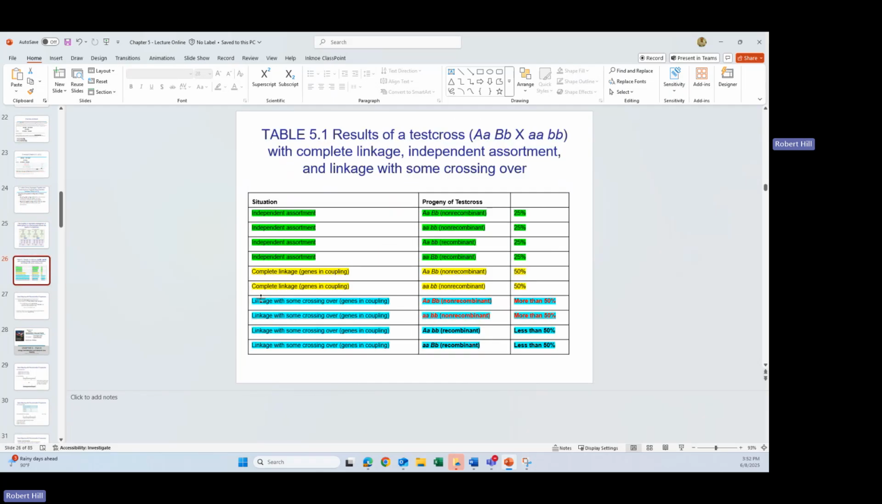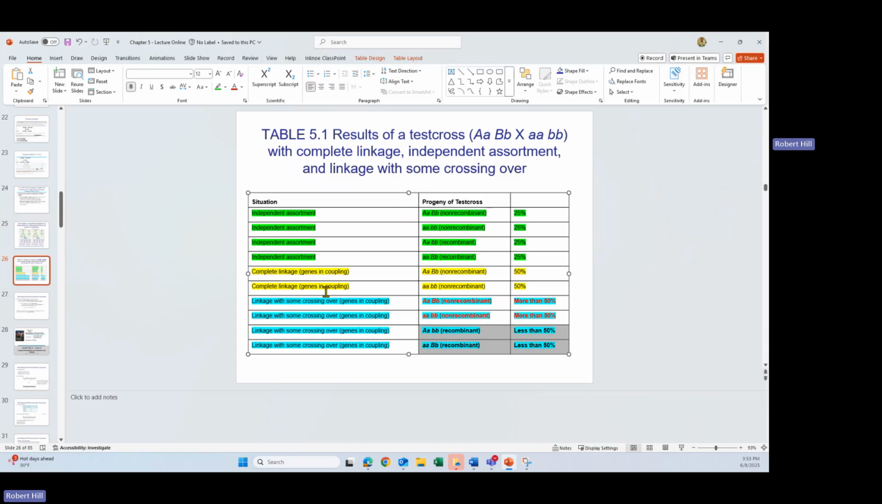And then when you have linkage with some crossing over, you're going to have a combination of recombinants and non-recombinants. And the non-recombinants are going to be the major players in the population. They're going to be the most numerous. They're going to have frequencies greater than 50%. The recombinants are going to be less than 50%.